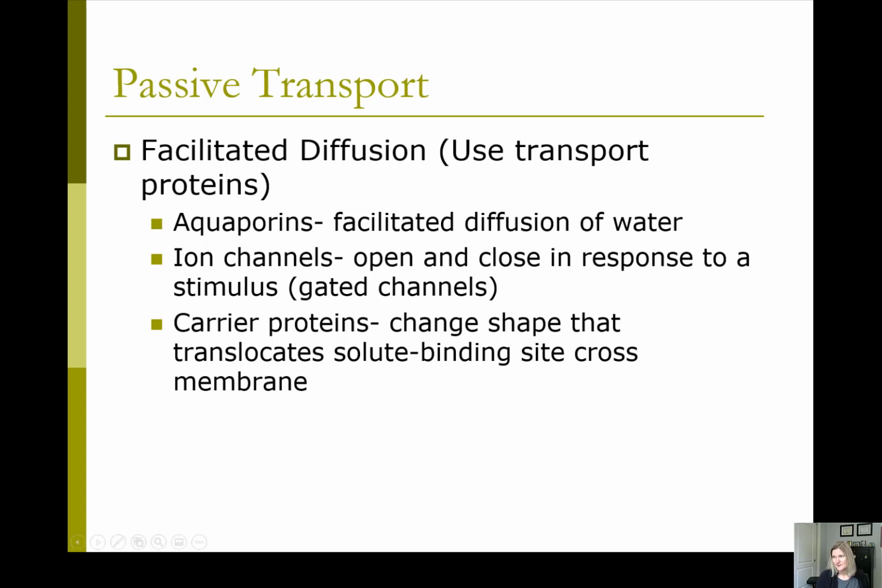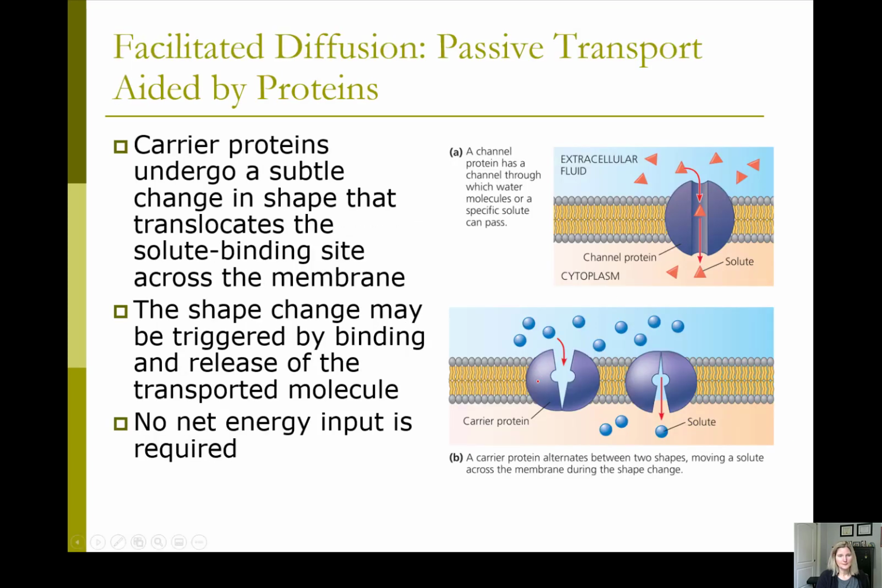Okay, so let's take a closer look at these carrier proteins. So here is an example of a carrier protein. In a carrier protein, you have, in this case, some sort of molecule. There's high concentration on the outside. And as it enters, it's going to change the shape of the protein. So you can see how it changes the shape. So now the solute has passed through. Okay. And again, we're moving from high concentration to low concentration, so we don't have any energy. This is a form of passive transport, specifically facilitated diffusion.